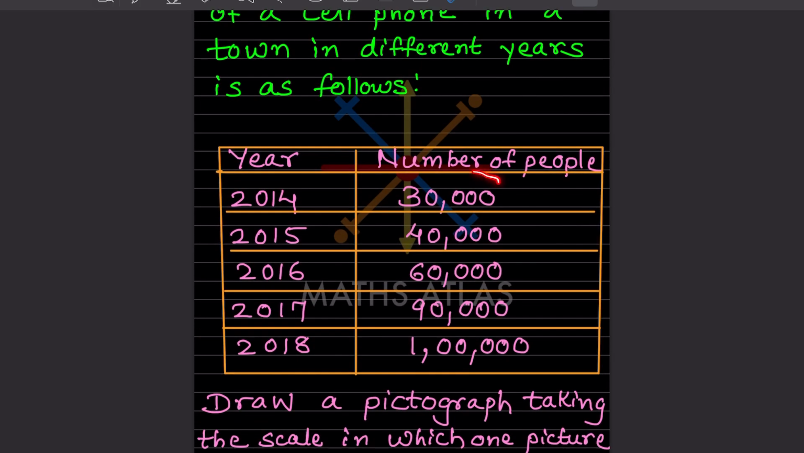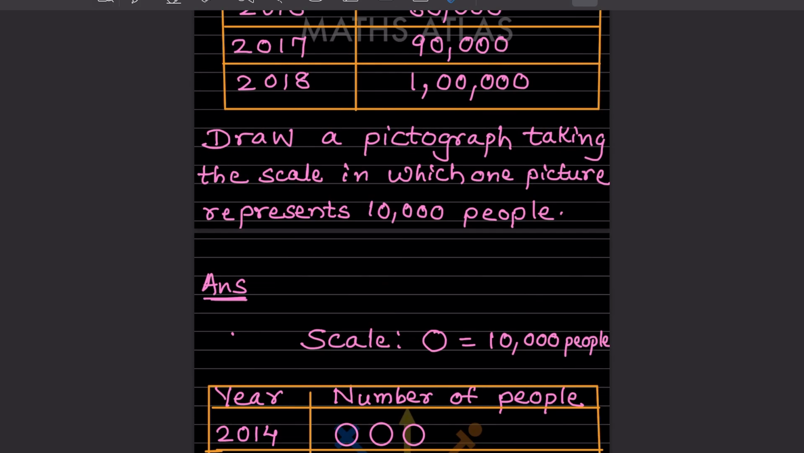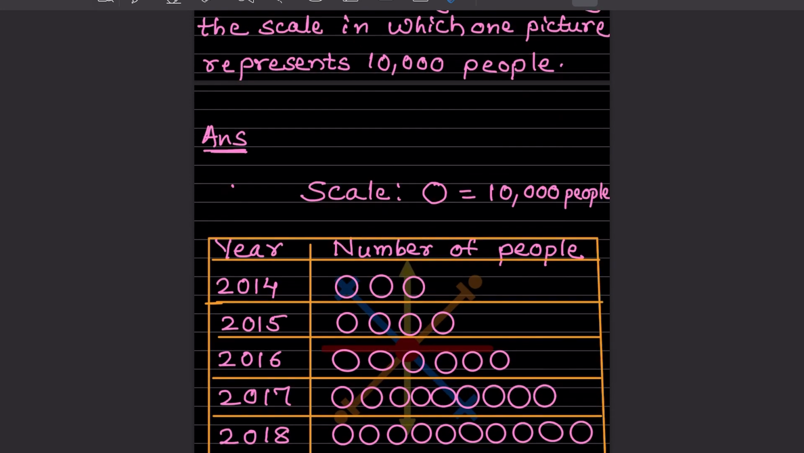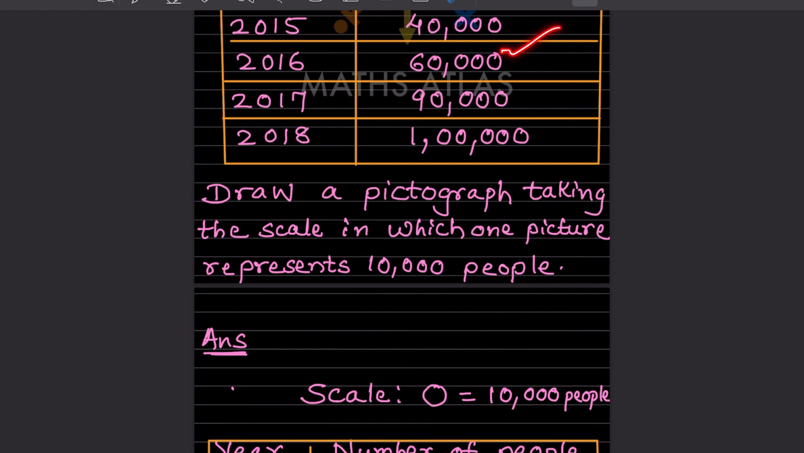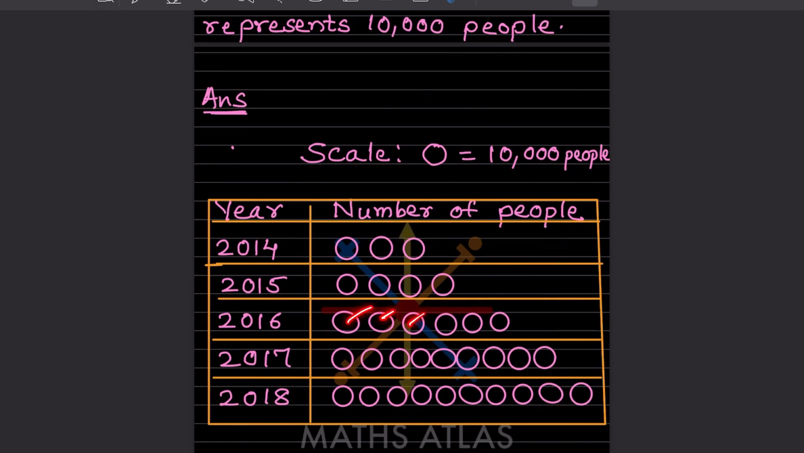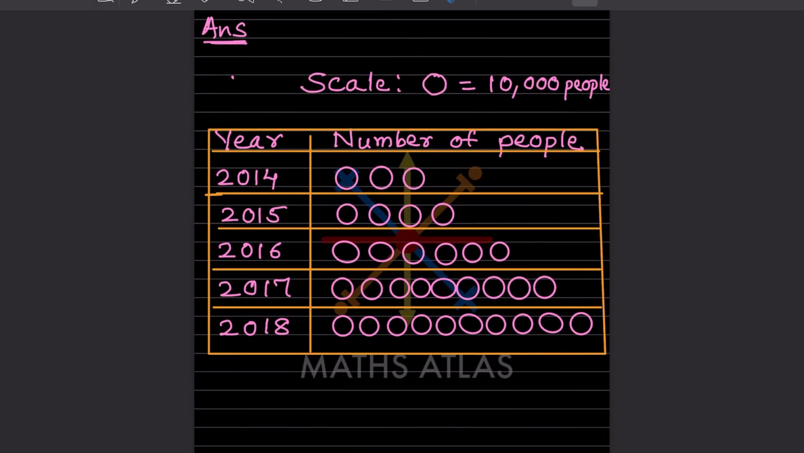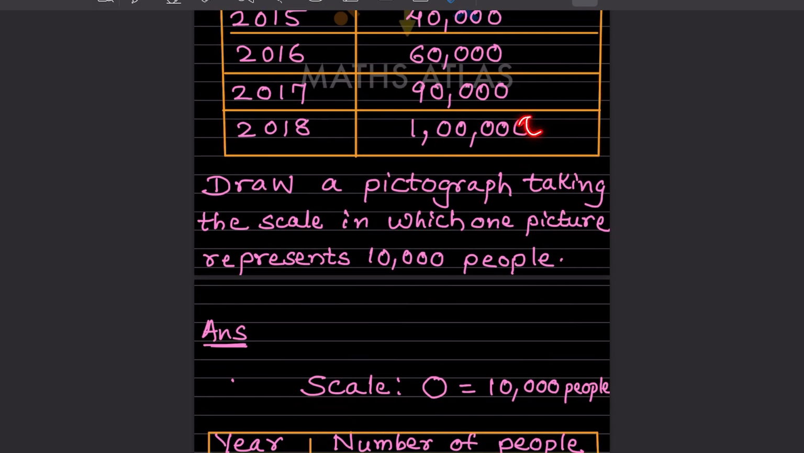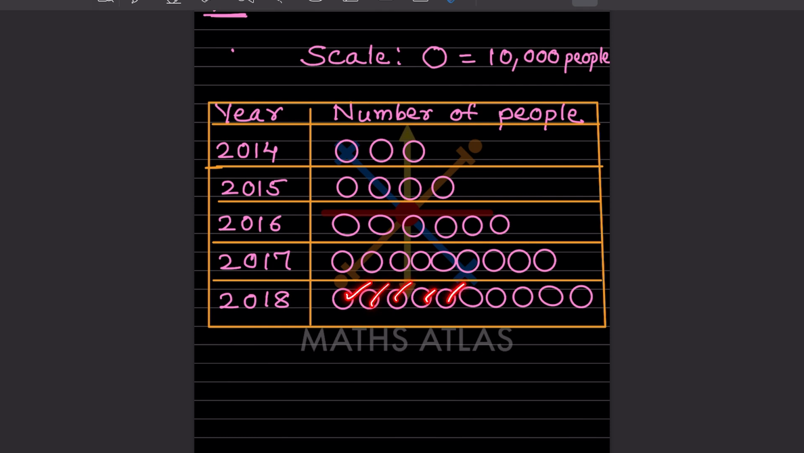And now it is 30,000. 30,000 means one picture is 10,000. So we'll take 3 pictures, 1, 2, 3. That will be 30,000. Again, this is 40,000. So 4 pictures, 1, 2, 3, 4. This is 60,000. So 6 pictures, 1, 2, 3, 4, 5, 6. Now this is 90,000. So we need 9 pictures, because 10,000 nines are 1, 2, 3, 4, 5, 6, 7, 8, 9. And this is 1 lakh. So we need 10 pictures. So these are the 10 pictures.